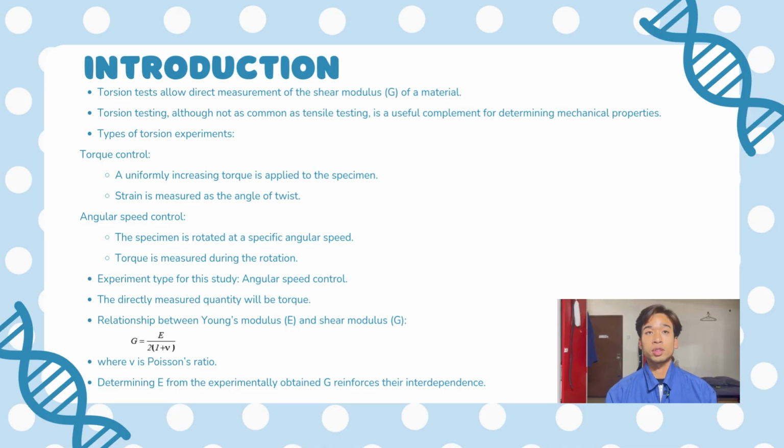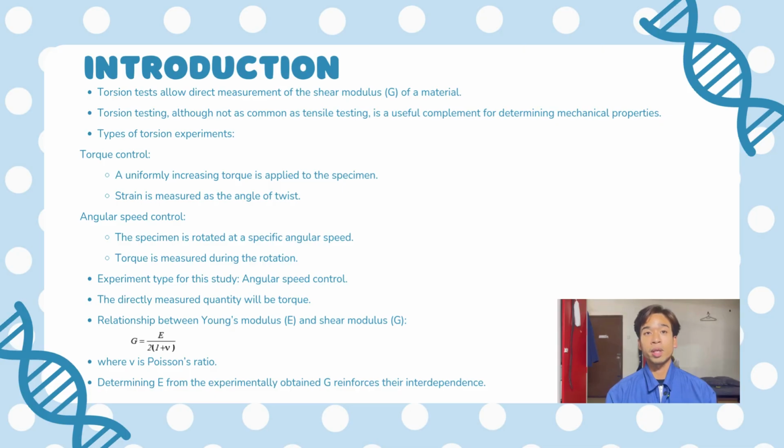Type of torsion experiment: torque control. Uniformly increasing torque is applied to the specimen. Strength is measured as the angle of twist. Angular speed control: the specimen is rotated at a specific angular speed. Torque is measured during the rotation. Experiment type for this study: angular speed control.